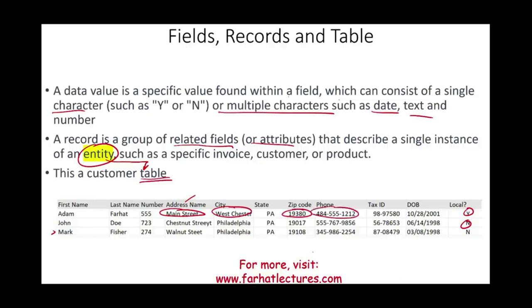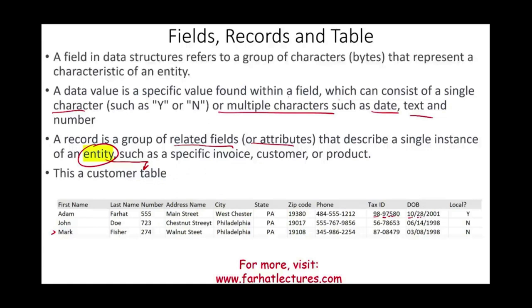Under the phone, they can only accept numbers, including this format. Under the tax ID, it's a 2-digit, then a dash, then a 5-digit number. So it's programmed that way, so the fields are specific. Date of birth has to be presented this way: two-digit month, two-digit day, and four-digit year. Okay, so those are specific. Those are the data values in the specific fields.